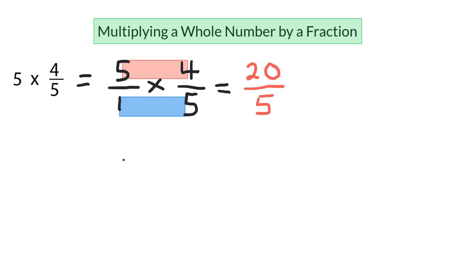Now, just like before, if possible, we're going to simplify this, and the greatest common factor here is 5. So we're going to divide the numerator by 5, and we're going to divide the denominator by 5. 20 divided by 5 is 4. 5 divided by 5 is 1. Now, this is what we call an improper fraction, and in future lessons, I'm going to show you how to convert an improper fraction into a mixed number, but for today, we'll just leave it as an improper fraction.